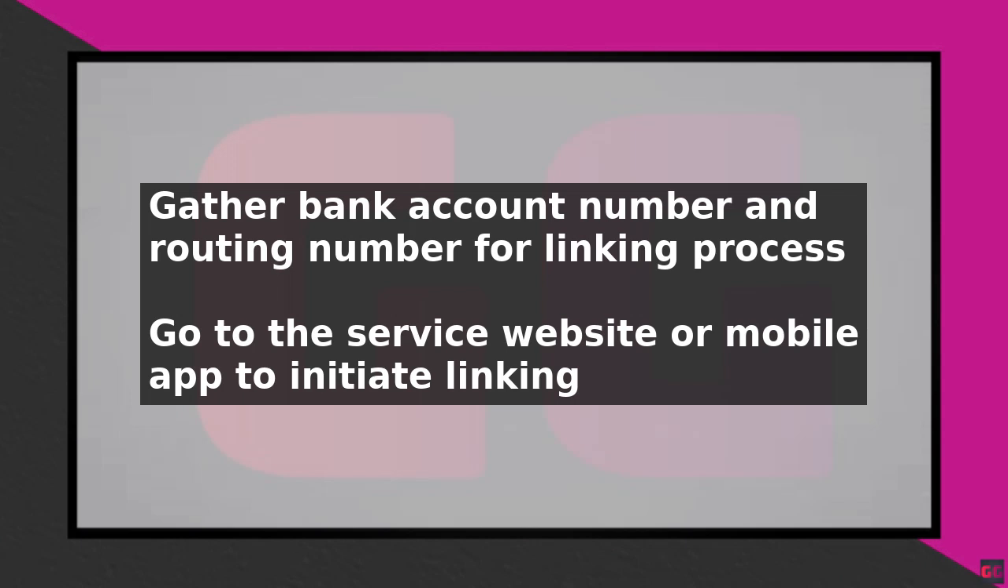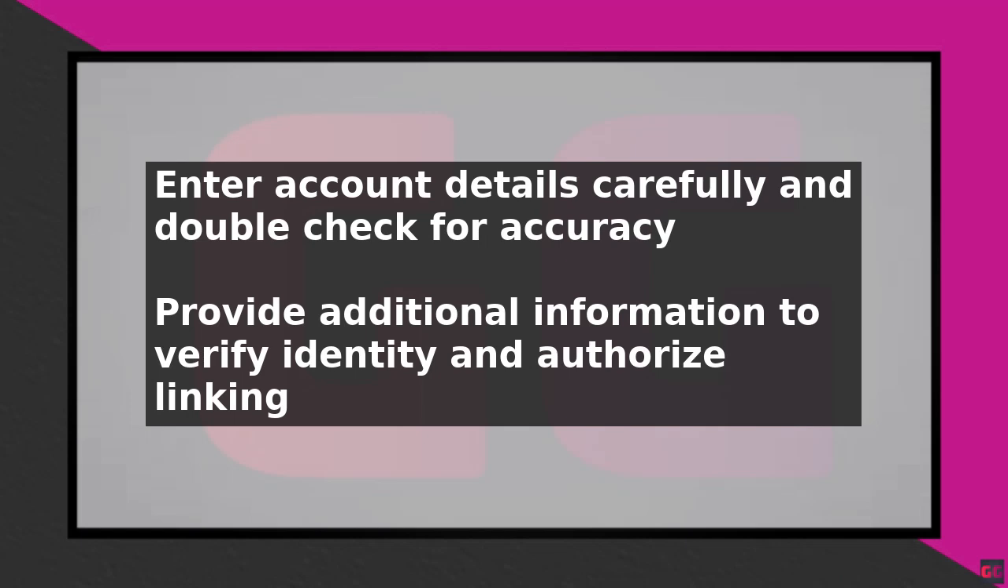Look for the section that allows you to add a bank account, usually found in the Settings or Account section. Click on this section and select Add Bank Account or Link Bank Account. You will then be prompted to enter your bank account details, including your account number and routing number.